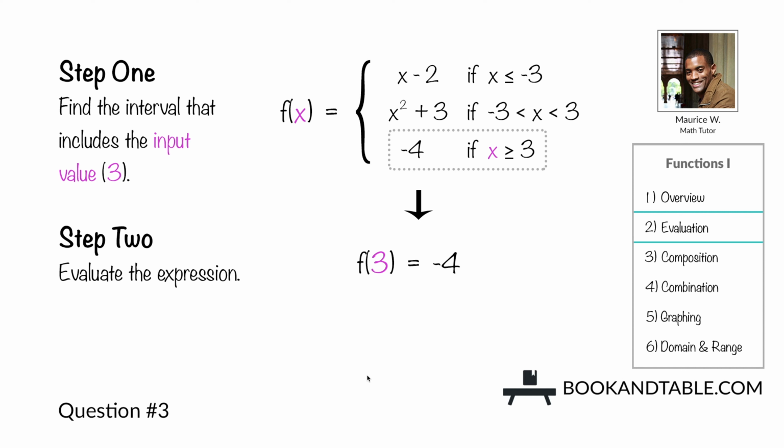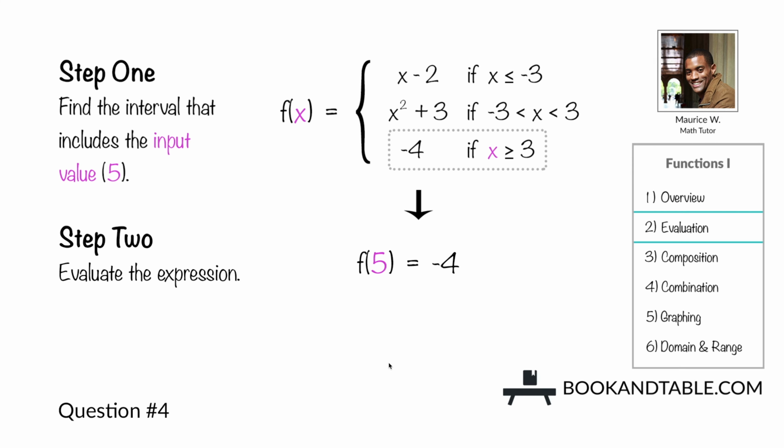Question number 3, we're asked to evaluate f of 3. So we want to find the interval that includes the input value 3. The second interval is -3 is less than x, which is less than 3. So since x is not equal to 3 in this interval, we use the third interval, since this is where x can be equal to 3. And in this case, the expression is always going to be equal to -4. So when we evaluate the expression, we get f of 3 is equal to -4. So that is the answer to question number 3.